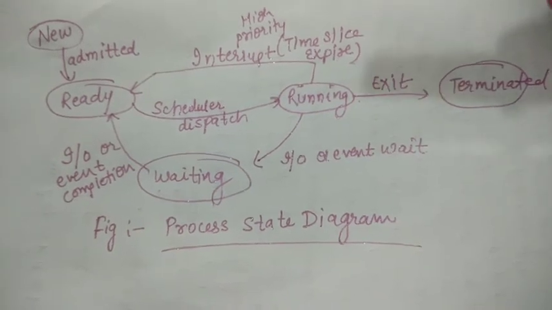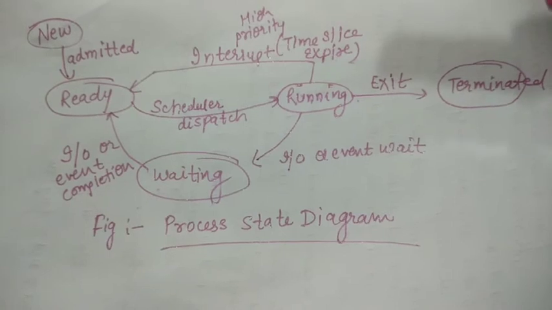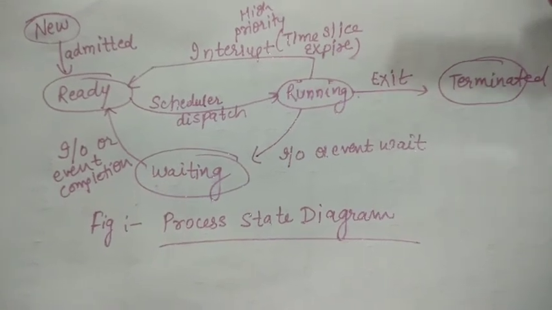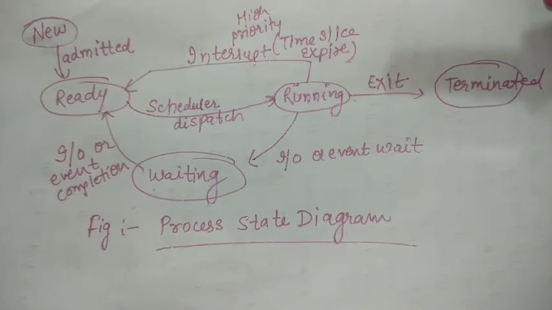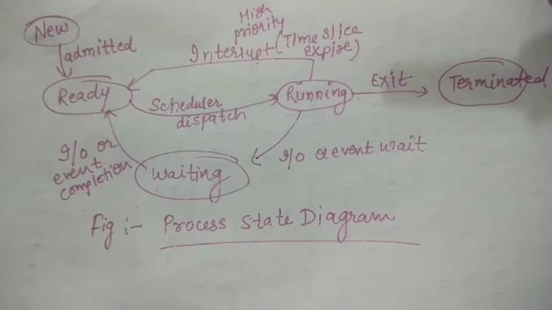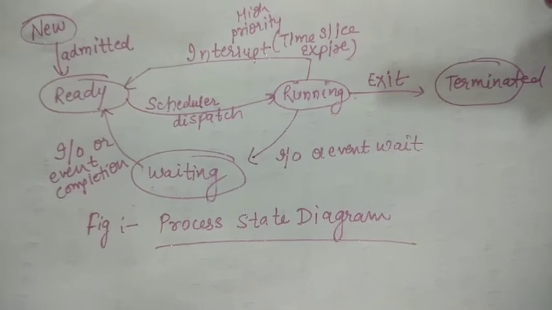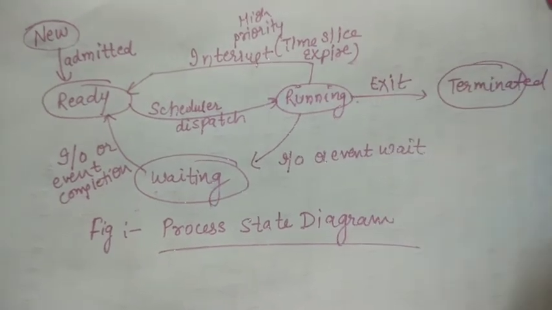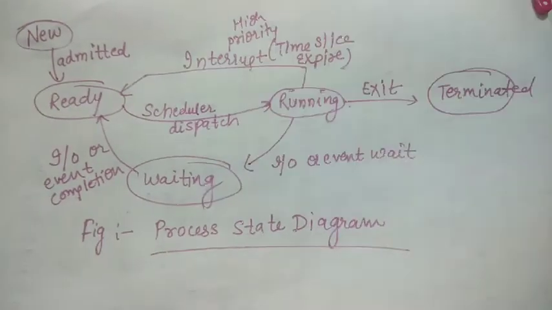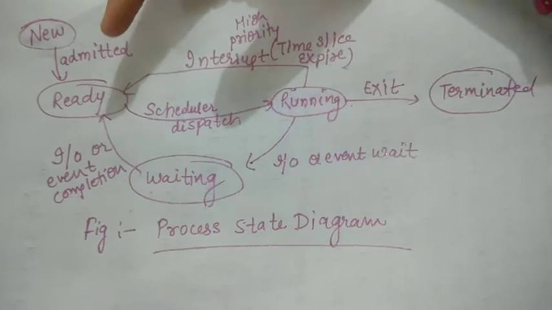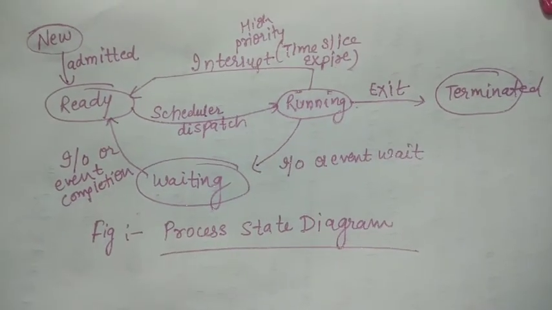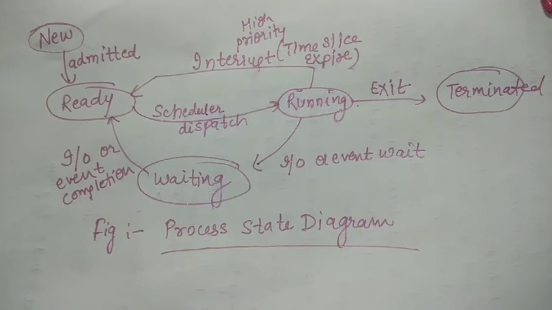Until that is completed, it will stay in the waiting state, and once the input output operation or event that it is waiting for is completed, it goes to the ready state again. So it is ready to be executed. It goes to the ready state, and the scheduler will dispatch it. It means a processor is assigned and it will start running again. So these are the states in which a process can be.